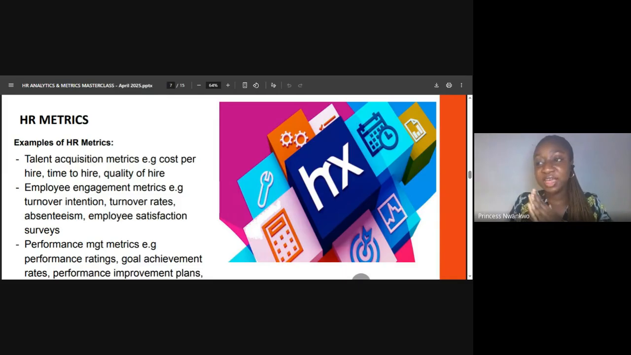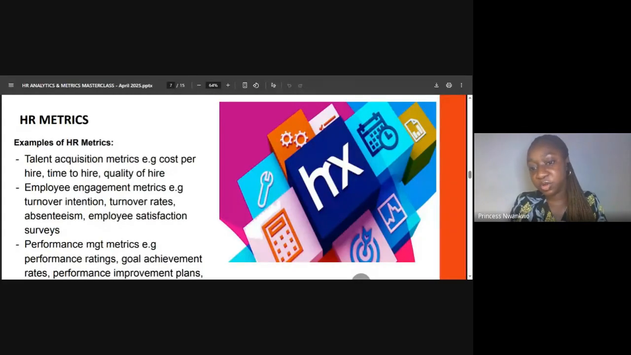The truth is, any area in the HR value chain can be measured, just depending on the problem the organization is trying to solve. Depending on the problem at hand, you can always measure the data you have at hand, right? So we have talent acquisition metrics, employee engagement metrics, performance management metrics, DEI metrics, L&D metrics. Any area in the HR value chain can be measured, like I said earlier, depending on the problem you are trying to solve.